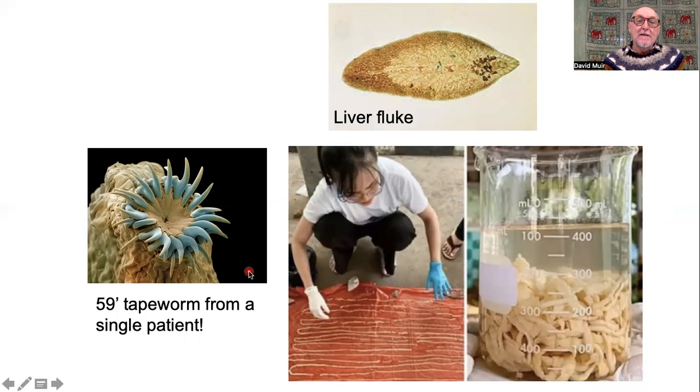Here's a tapeworm. The tapeworms fix themselves into the gut with a head with teeth on it, which embeds itself in the gut wall. The rest of the worm trails behind in the intestinal cavity, and it acquires most of its nutrition just by the diffusion of nutrients into the body of the worm. They have no gut, the tapeworms. This is a 59-foot long tapeworm recovered from one patient. They can reach enormous lengths. So they're quite spectacular organisms.